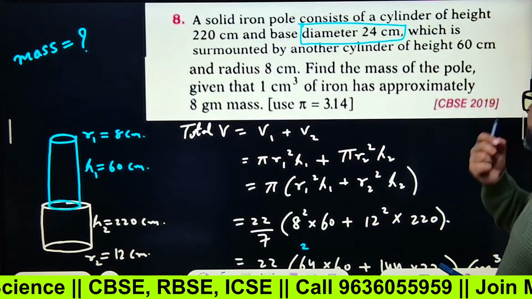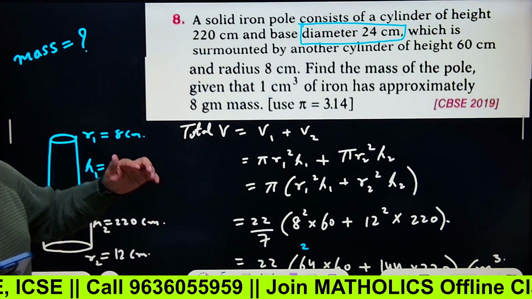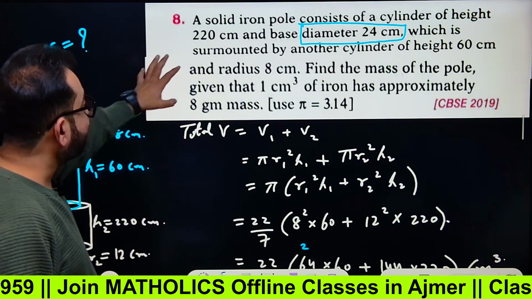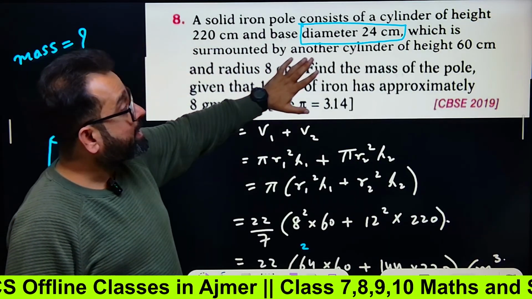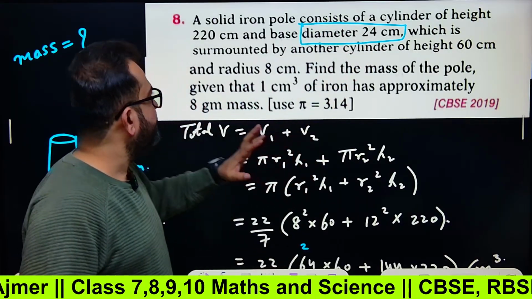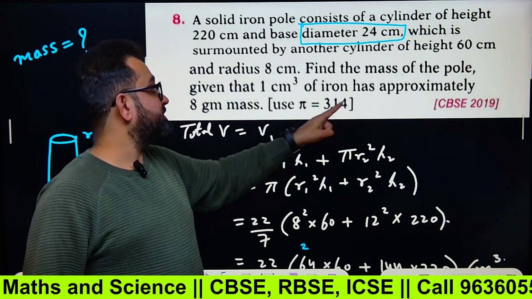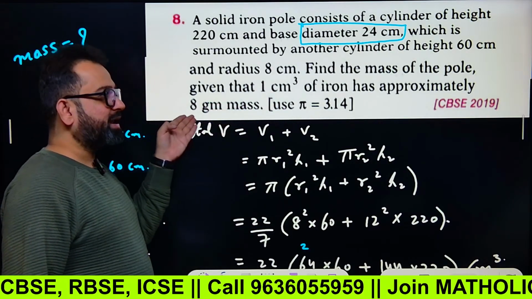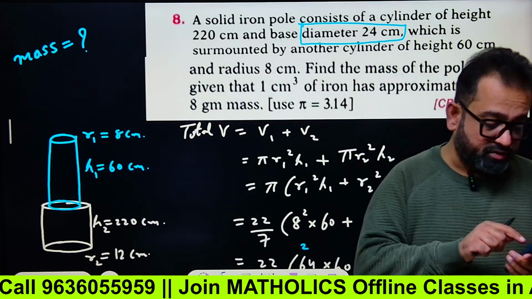This is question number 8 of this series. A solid iron pole consists of a cylinder of height 220 centimeter and base diameter 24 centimeter, which is surmounted by another cylinder of height 60 centimeter and radius 8 centimeter. Find the mass of the pole, given that 1 centimeter cube of iron has approximately 8 gram mass. So you simply have to find the volume, multiply that volume by this 8 gram mass, and you'll get the complete weight.